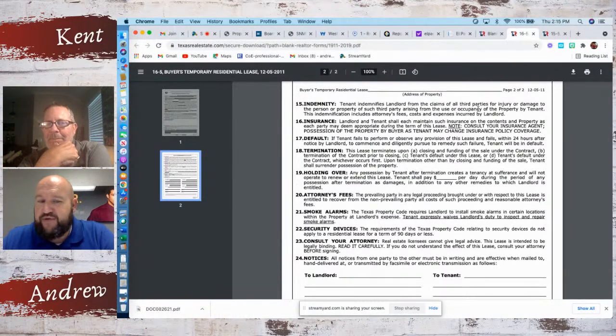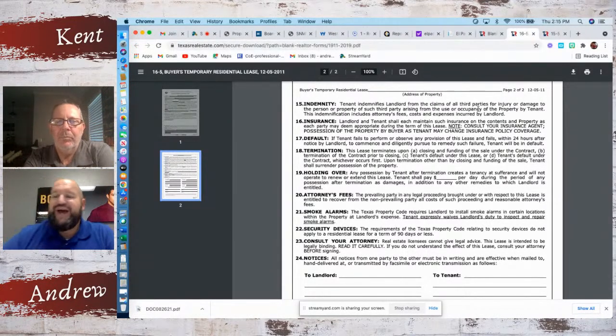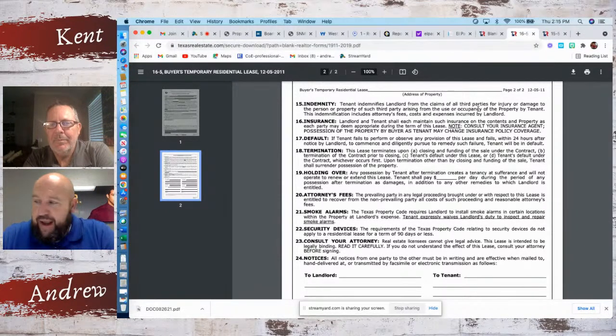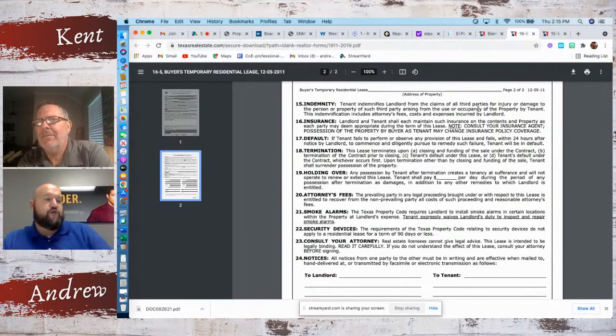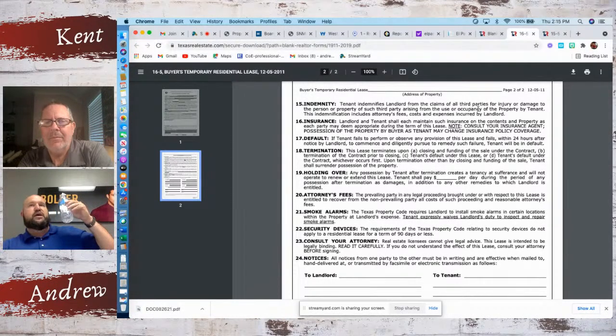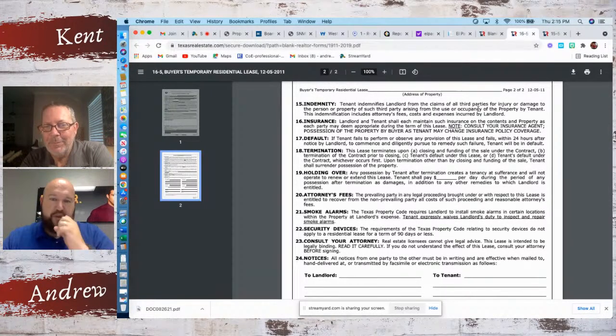Now, the one nice thing is paragraph 22, requirements of the Texas Property Code relating to security devices do not apply to a residential lease for a term of 90 days. You do not have to change the locks, whereas in a residential lease, you have to hire a licensed locksmith to come in and change the locks. That is not required. Now, as a buyer, that's a little terrifying because who knows how many people have a key to your house. Exactly. A seller could have a friend, a neighbor, a niece, a nephew, a kid, a college roommate, whatever has keys to your home, and it should be terrifying. Yeah.